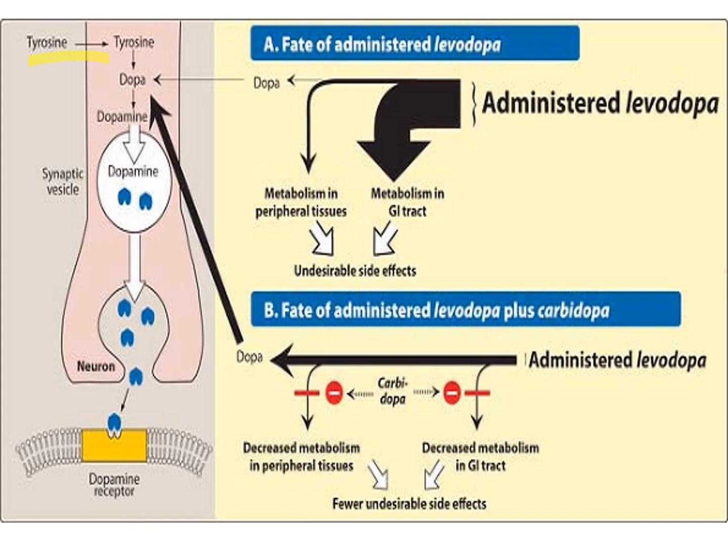Over here, if we look, the fate of administered levodopa. So once you have administered levodopa, what is happening? If you see this large arrow, 90% of the drug is metabolized in the GIT and in the peripheral tissues, all right, and only a small percentage of the dopa is reaching the CNS. So this is how, with levodopa given to a patient, a very small percentage is reaching the site of action. So how can you improve it?